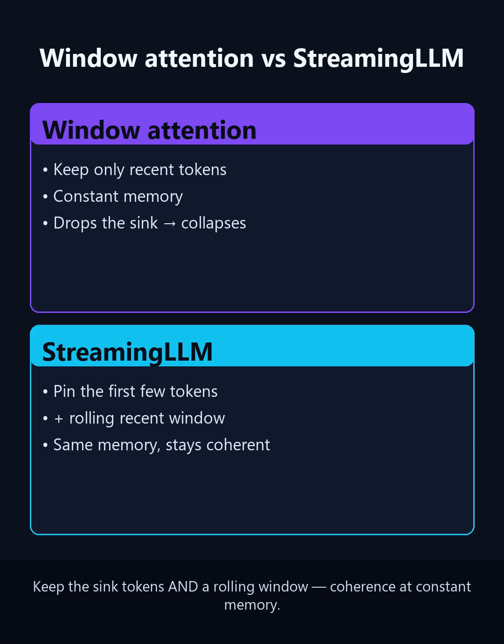Plain window attention keeps only recent tokens, constant memory, but by dropping the initial tokens it destroys the sink, and fluency falls apart. StreamingLLM makes one small change: always keep the first few tokens as permanent sinks, and slide a window over the recent tokens on top of them. Same low, constant memory, but the model stays coherent because the sink it relies on never disappears.